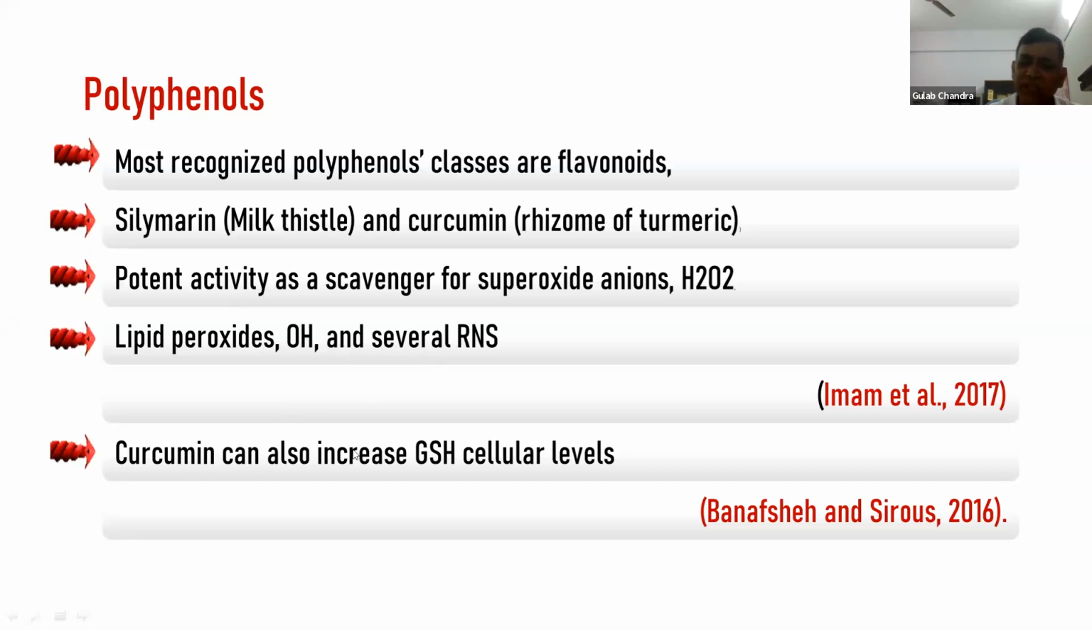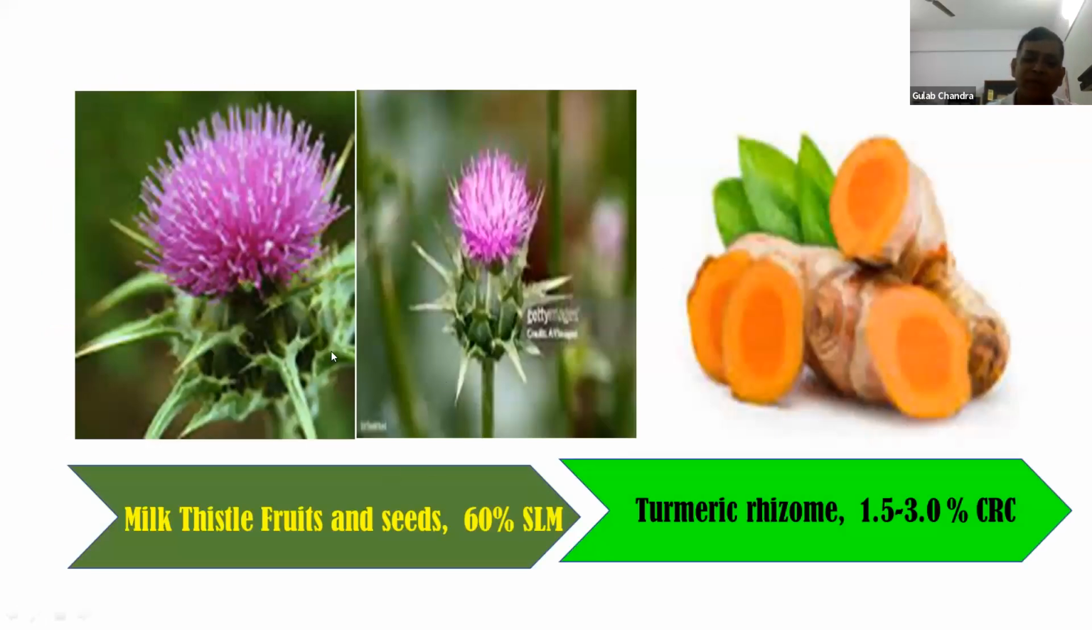Curcumin, obtained from turmeric, can also increase the glutathione at the cellular level. These are the pictures of the milk thistle. The fruit and seed of the milk thistle plant contain about 60% silymarin, and turmeric rhizomes contain about 1.5 to 3% curcumin, and both may be supplemented in fruit form.